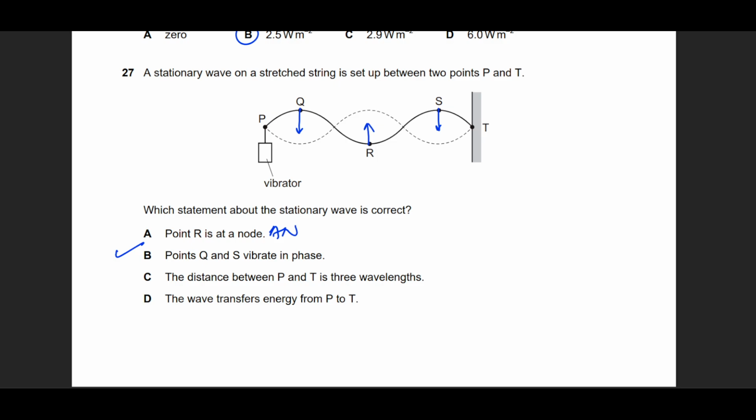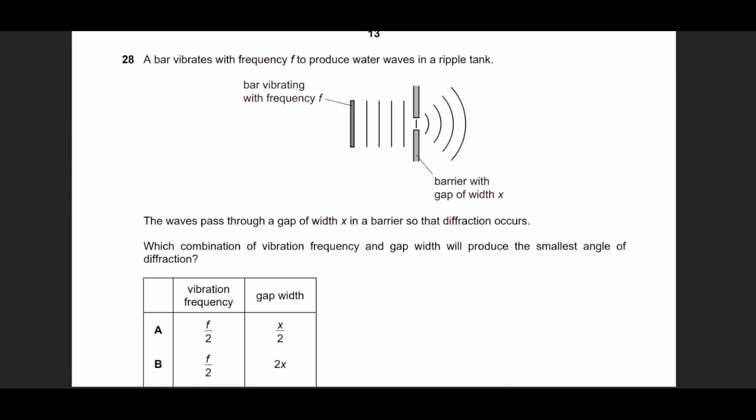The distance between P and T is 3 wavelengths. No, wrong. This is the first wavelength and this is the second half of the wavelength. So this is actually 1.5 wavelengths. This is incorrect information. The wave transfers energy. No, a stationary wave does not transfer energy from any point to any point. So the best answer is B. That's why it's called a stationary wave. It does not transfer energy.